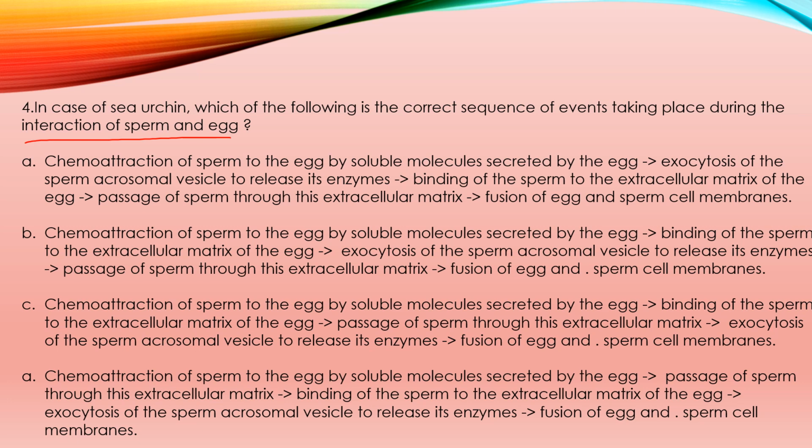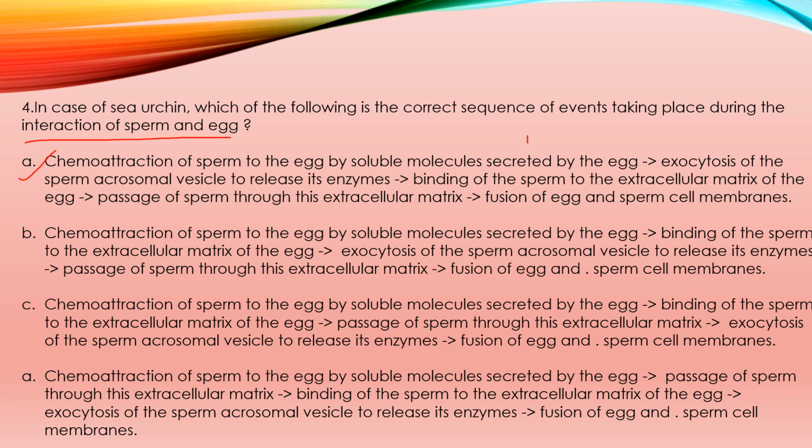Then the second step is the acrosomal reaction. Third step is the binding of sperm to the egg membrane. The fourth step is the passage of sperm through the extracellular matrix. And the fifth one is the fusion of egg and sperm cell membrane. So here the correct answer is option A. Option A is the chemo attraction, the first one.